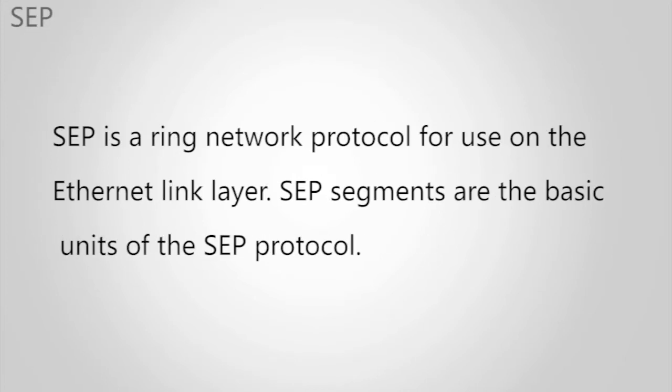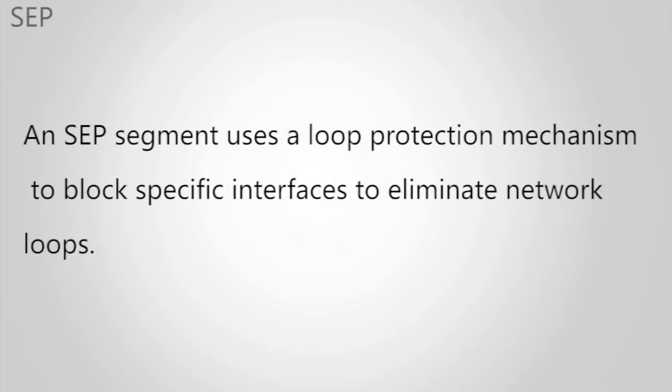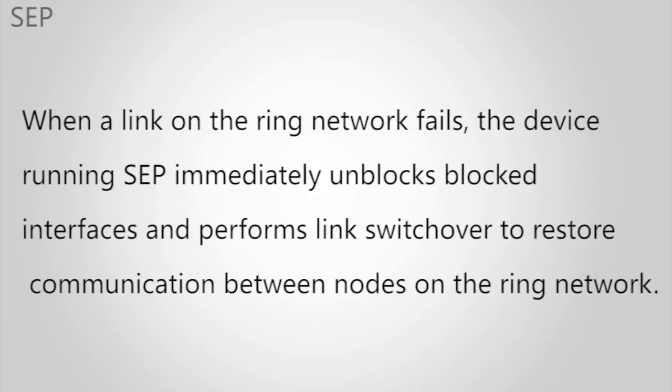SEP is a ring network protocol for use on the Ethernet link layer. SEP segments are the basic units of the SEP protocol. An SEP segment consists of a group of Layer 2 switching devices that are configured with the same SEP segment ID and the same control VLAN ID. An SEP segment uses a loop protection mechanism to block specific interfaces to eliminate network loops. When a link on the ring network fails, the device running SEP immediately unblocks blocked interfaces and performs link switchover to restore communication between nodes on the ring network.